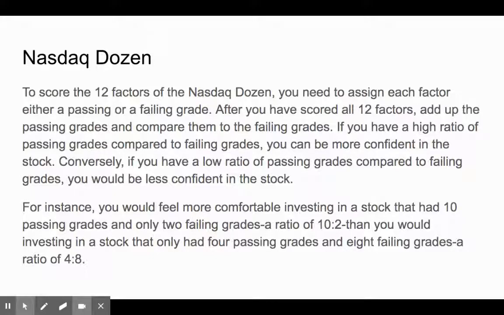Conversely, if you have a low ratio of passing grades compared to failing grades, you would be less confident in the stock. For instance, you would feel more comfortable investing in a stock that had 10 passing grades and only 2 failing grades, a ratio of 10 to 2, than in a stock that only had 4 passing grades and 8 failing grades, a ratio of 4 to 8.